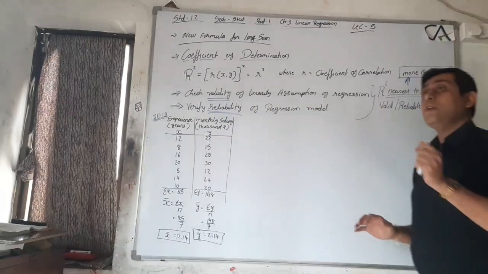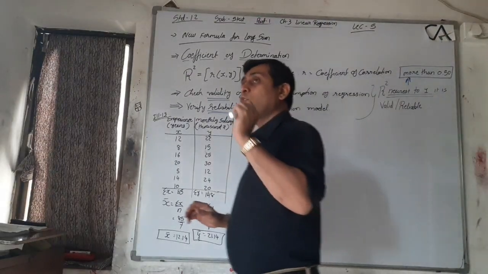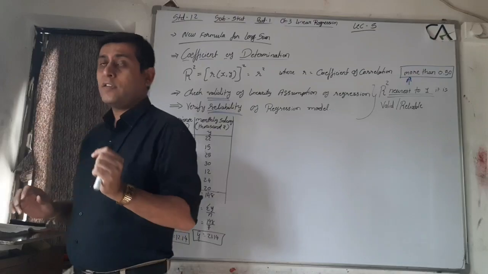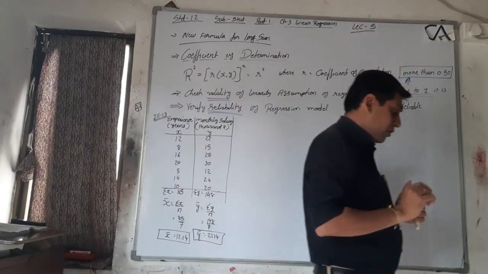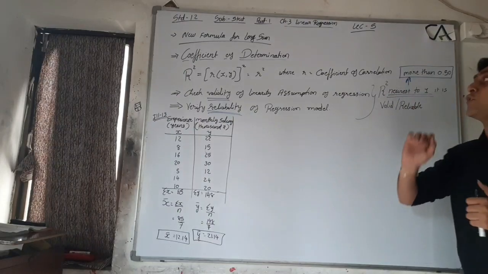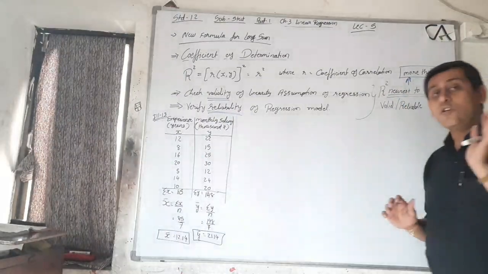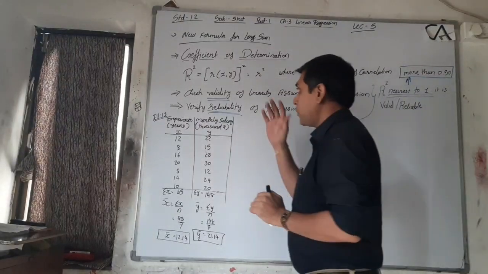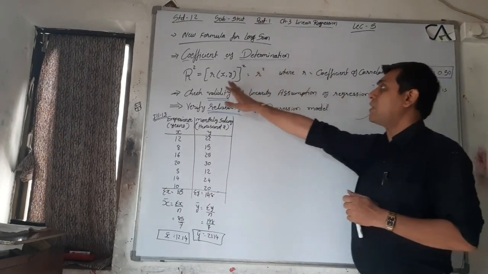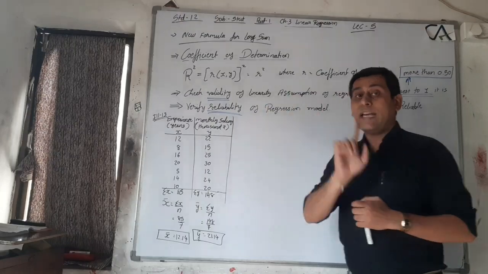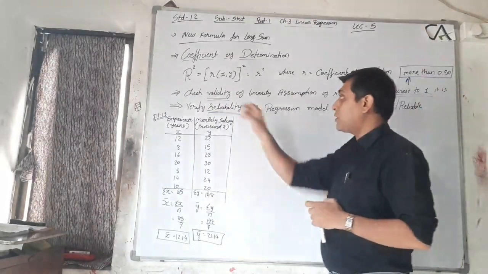Up to this we had to find the regression line of y on x, that is a plus bx, right? But here we have to find the coefficient of determination, that is the new thing. First of all, what is that? Coefficient of determination is equal to R square, capital R square, compulsory.